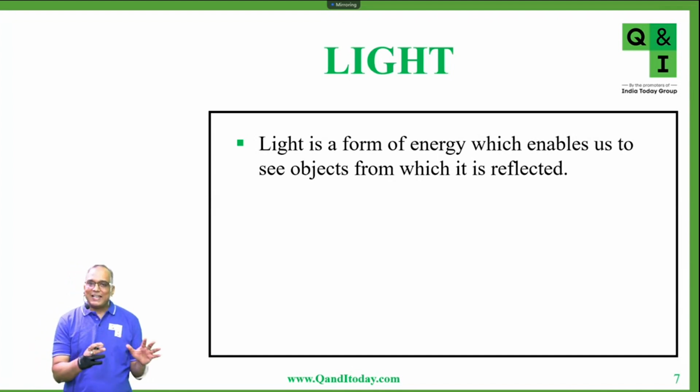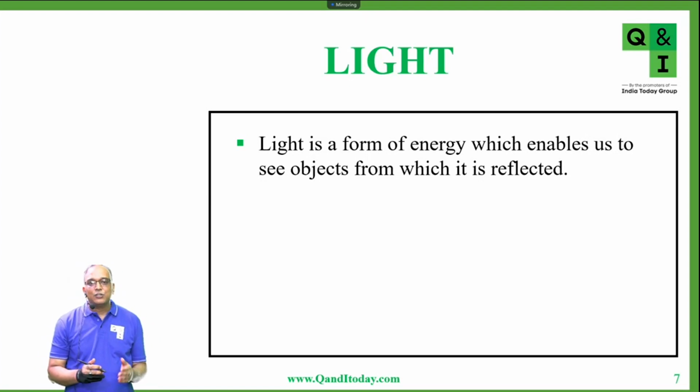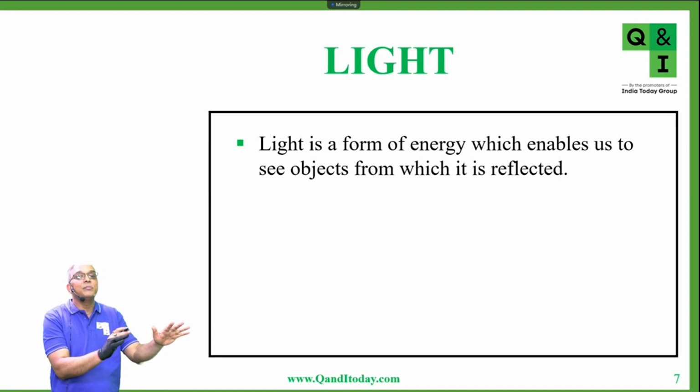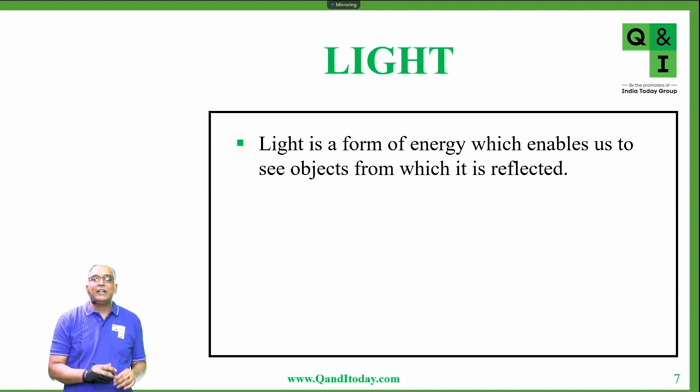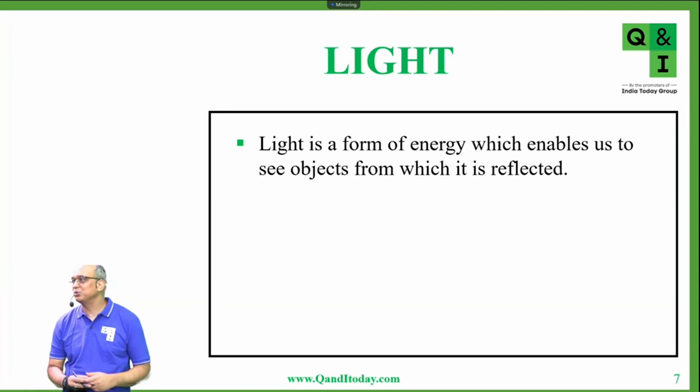What is light? The basic definition of light is a form of energy which enables us to see objects from which it is reflected. You will be able to see the object only when light is reflected from it. If there is no light reflected from an object or no light falling on that object, you will not be able to see that object. Is it clear? When I ask you, is it clear, you can always raise a thumbs up or say yes in the chat box so that there is an interaction going on between me and you students.